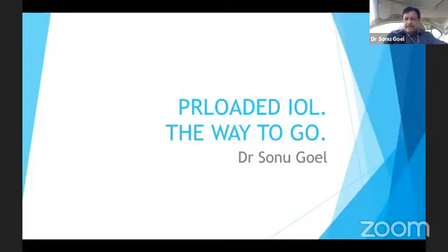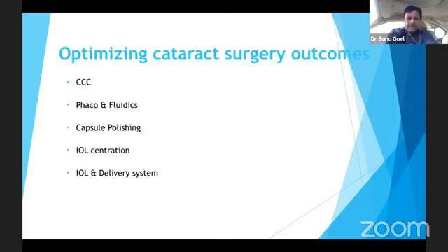Yes, very good. Perfect. So I'll be just sharing my experience with these preloaded IOLs, and I think this is the way of the future of ophthalmology, the way to go. Why I say so: we all know that in optimizing cataract surgery outcomes, we have drifted from creating an excellent capsular rhexis, maybe on a femto platform, an excellent phaco with fluidics, excellent capsular polishing, a very good IOL centration. But what has been very important is the IOL and the delivery system.